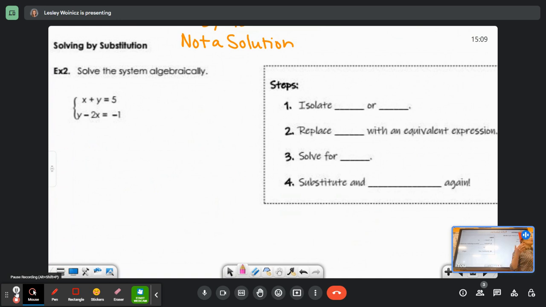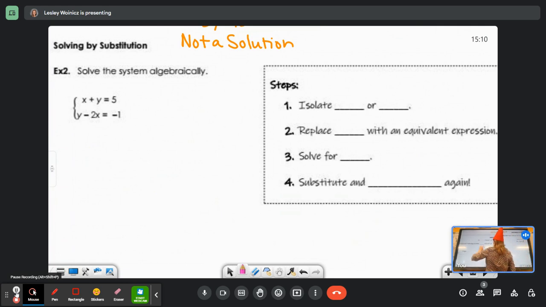So I'm going to show you how to systematically solve systems using a method called substitution. The idea is that if we can get rid of one of the variables, we can solve a one variable equation like we did back in Unit 1, and life is good because we already know how to do that. So here's how it works.